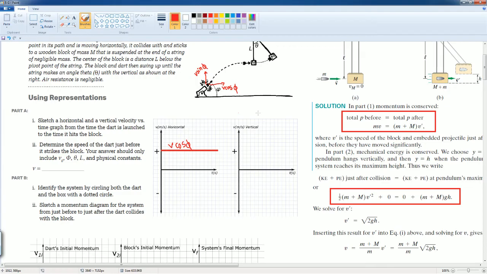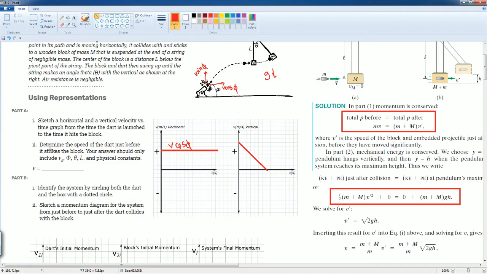The vertical component, you might think, oh, it's just horizontal as well. It's not, because remember, gravity is acting downwards. There is gravity pulling it downwards. Therefore, the velocity is actually decreasing over time. So it would look something like this. Okay, make sure you do not go past the 0.